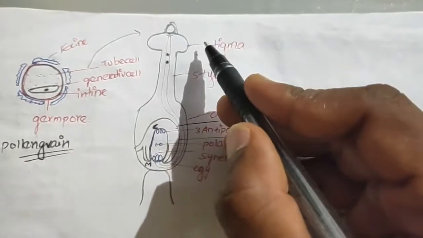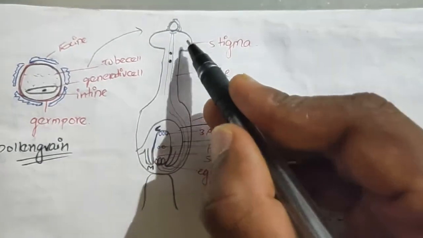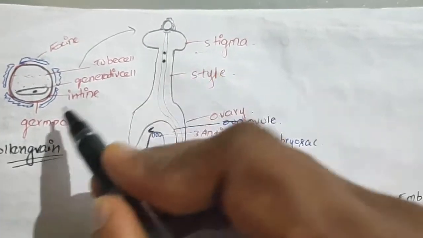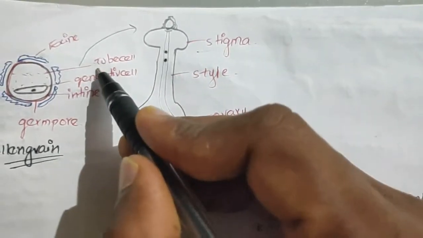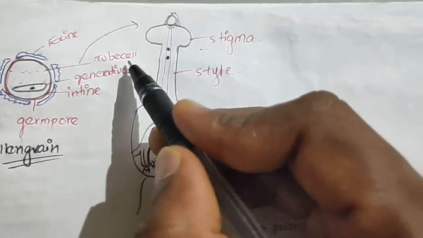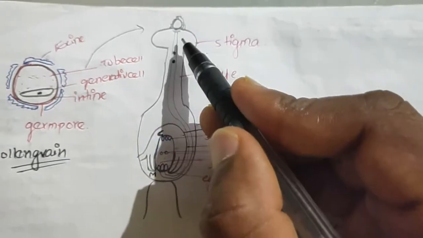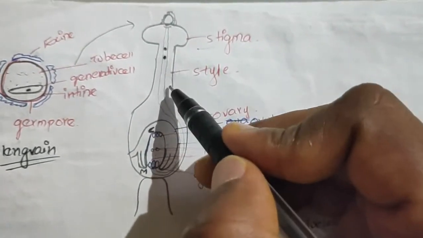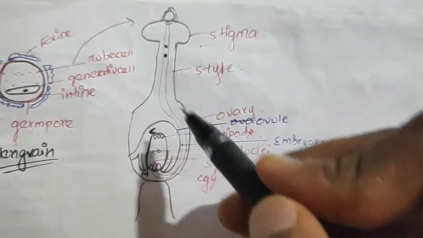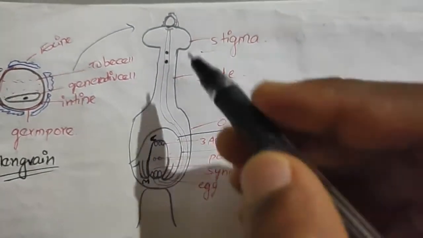When these pollen grains come and fall on the stigma, the germ tube develops from the germ pore. This large cell, or tube cell, gives rise to the germ tube. This germ tube leads into the stigma and through the style it reaches the ovary.